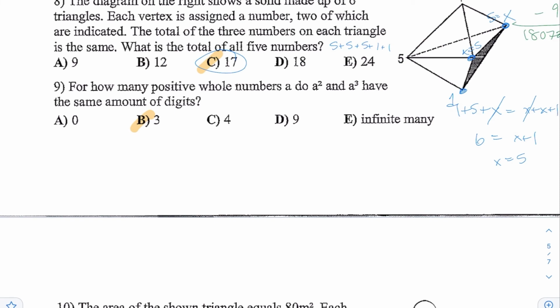Next for number 9, for how many positive whole numbers a do a squared and a cubed have the same amount of digits? So here just want to make a table of a squared and a cubed. So you just want positive whole numbers. So a is 1, 1 squared is 1, 1 cubed is 1. So that's one of them. But if a is equal to 2, 2 squared is 4, 2 cubed is 8. So yes, they also have the same number of digits.